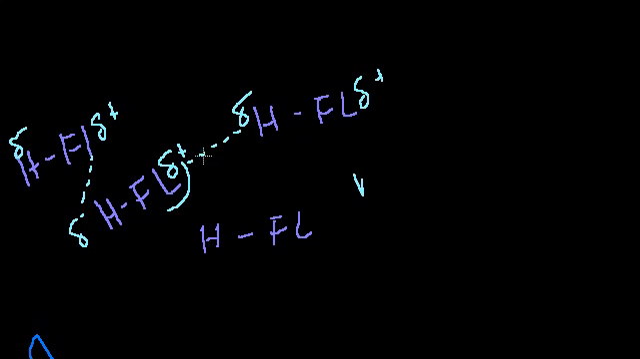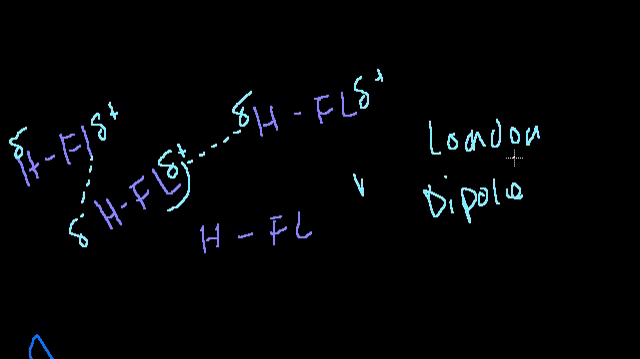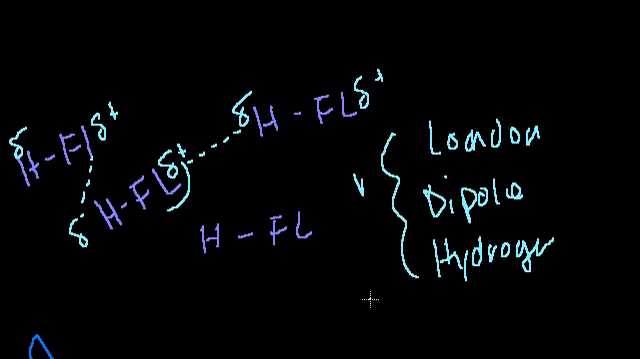And since this is an even stronger bond between molecules, it will have an even higher boiling point. So London dispersion, then you have dipole or polar bonds, and then you have hydrogen bonds. All of these are van der Waals, but as the strength of the intermolecular bond gets stronger, the boiling point goes up, because it takes more and more energy to separate these molecules from each other.